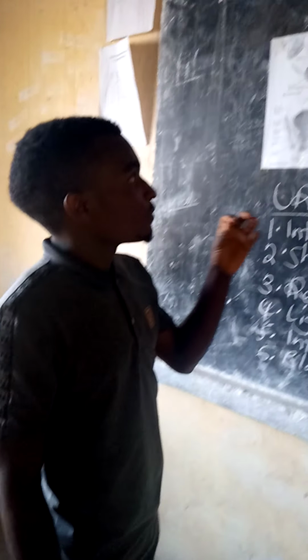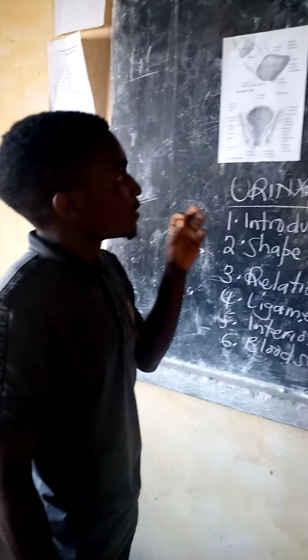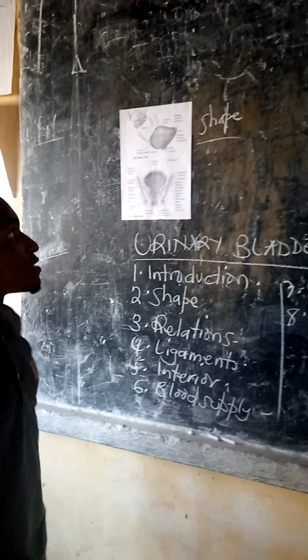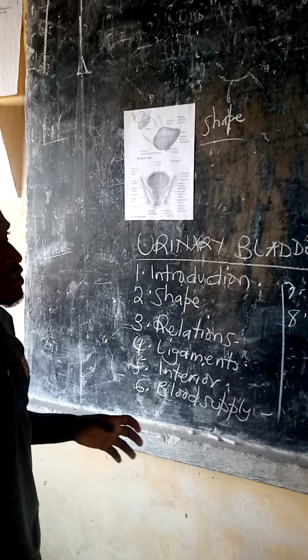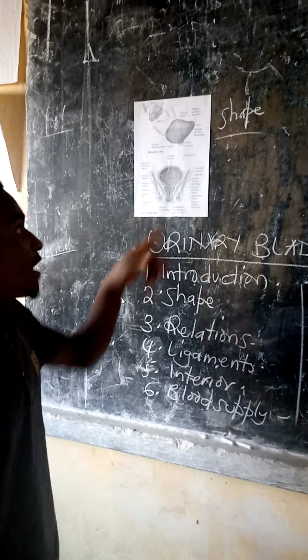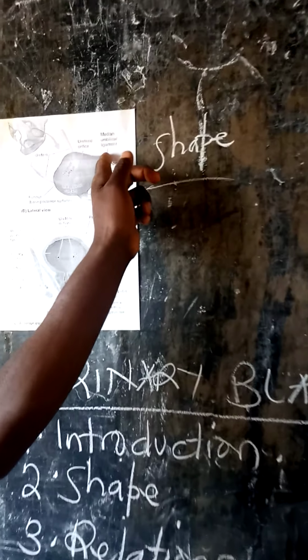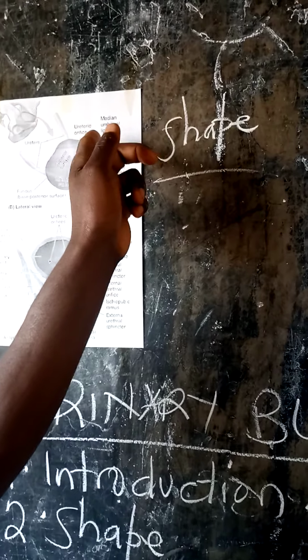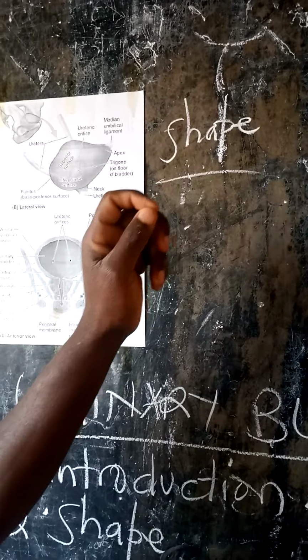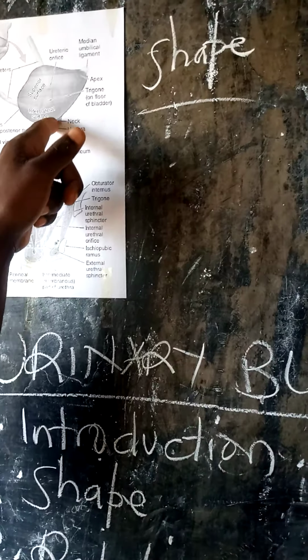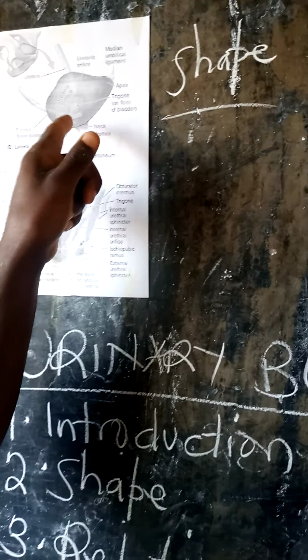Then this empty bladder in a pyramid shape also has four angles. One is the anterior angle, where we see the apex. Then we have an inferior angle, where we see the neck.